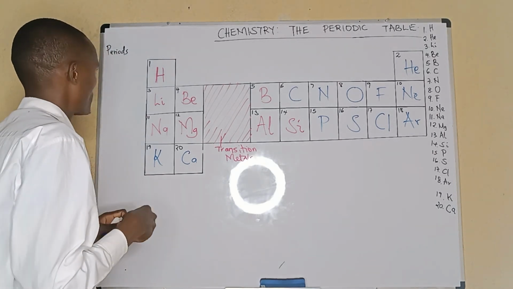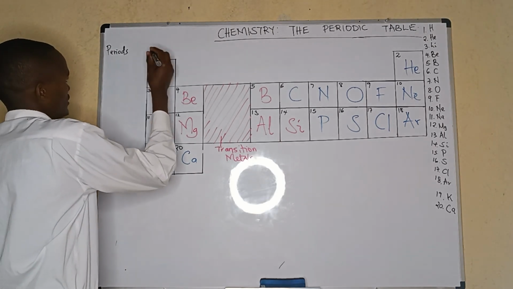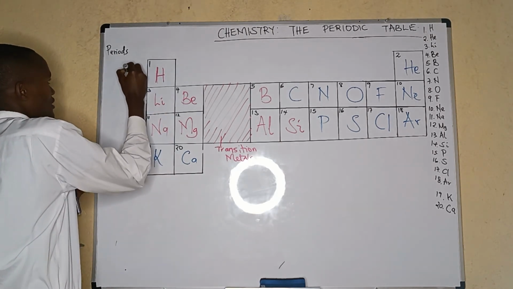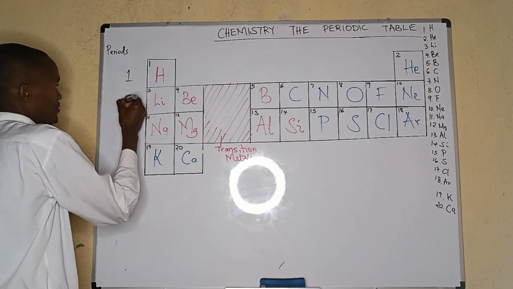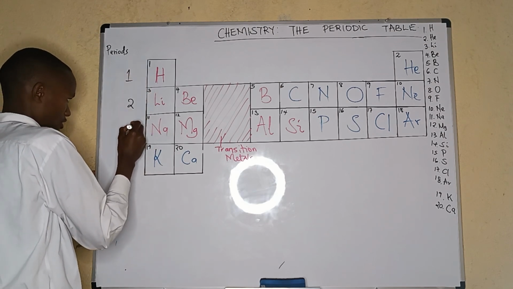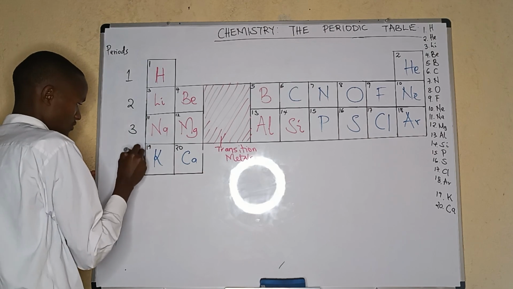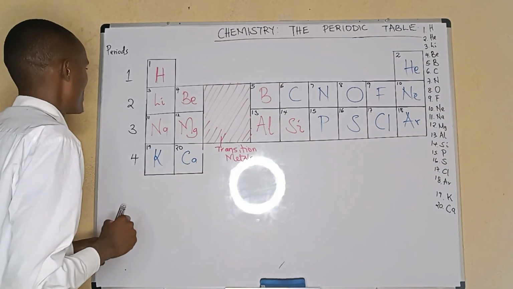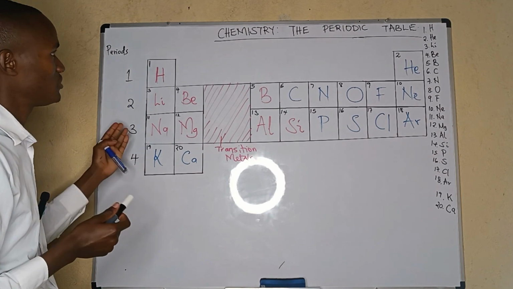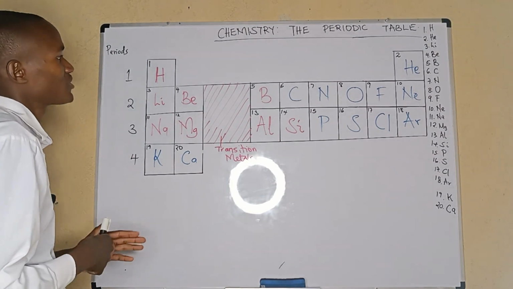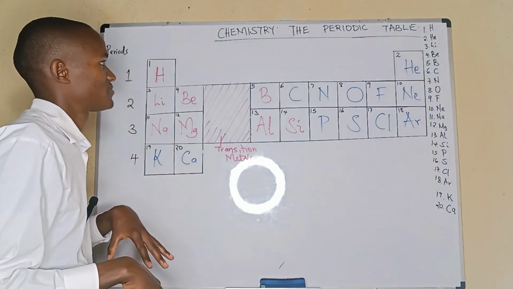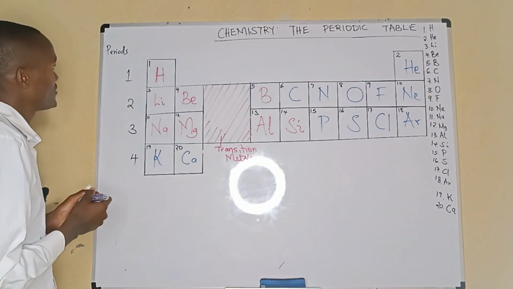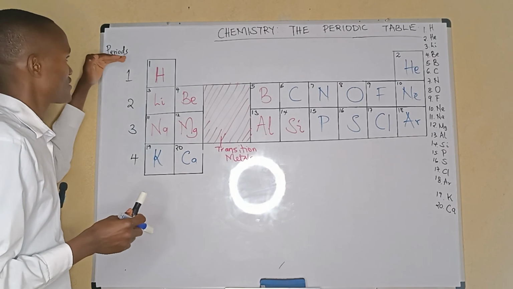So let me continue here. So this is period 1, like that. This is what I meant by the number system. Period 2, period 3, period 4. So these are periods. And since it is arranged in periods, that is why we call this grid the periodic table. Yes, the periodic table. And then we have on this other side counting, that is counting the rows.